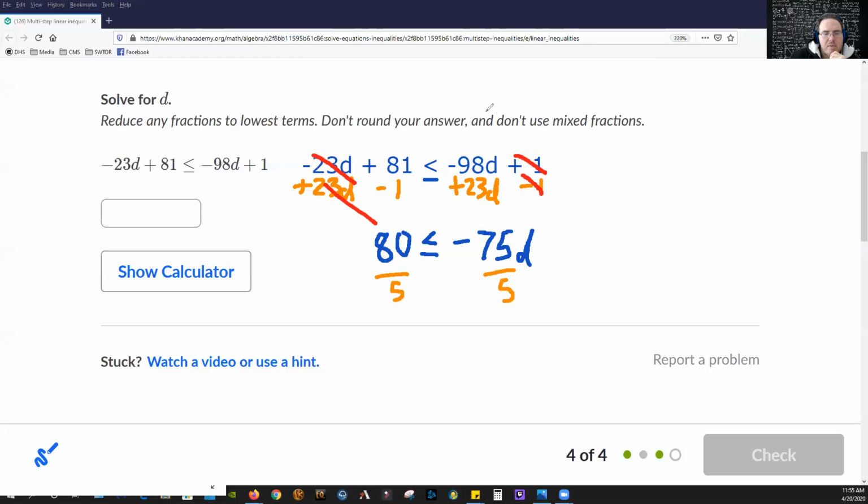So 80 divided by 5, what is that? 5 goes into 40 8 times. This is double that. So I think it'd be 16. Yeah. So 16 is less than or equal to 75 divided by 5. 5 goes into 50 10 times. You need 25 more. So I guess it'd be 15. So it'd be negative 15d.